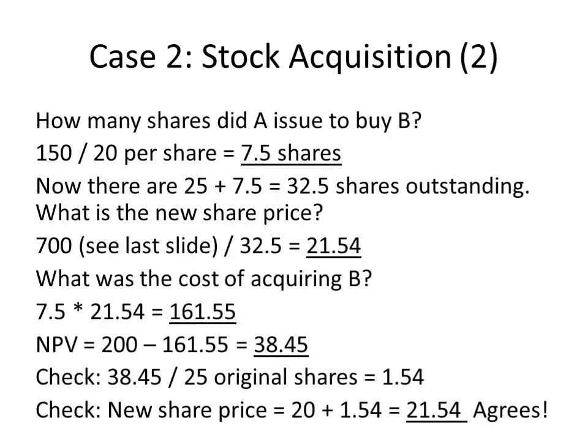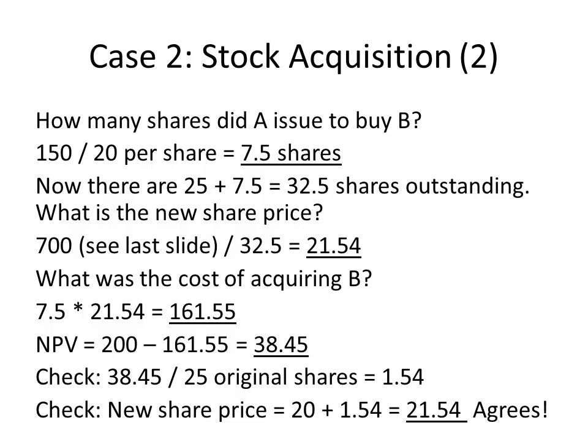So how many shares did A have to issue to buy B? Well, remember that shares of A are worth 20 each. And so to cover that 150, they have to issue 7.5 shares. I just took 150 and divided by 20 there. Now there are 25 plus 7.5, or 32.5 shares outstanding. So what's the new share price? Well, we said the value of the firm altogether is equal to 700. And we just divide that by 32.5 to arrive at $21.54 per share.